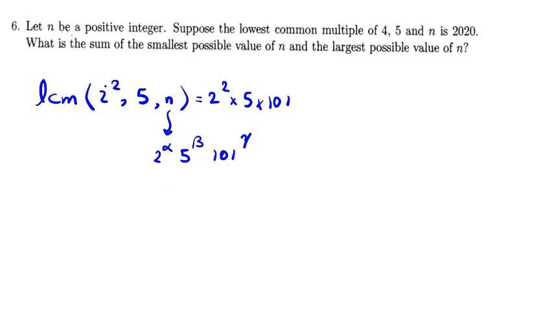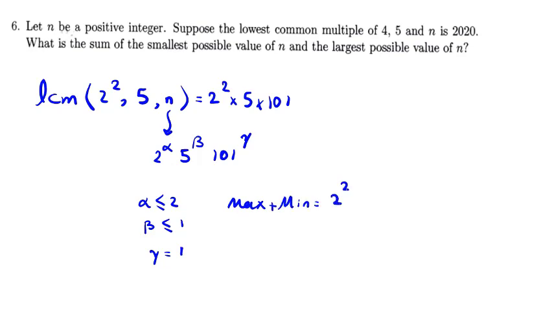Because it is 2 squared, we have 2 squared, so alpha is at most 2. 5 to the power of 1, we have 1. Beta is at most 1. And gamma, we have 101 with power 1, so gamma equals 1. Now, it says what's the sum of maximum plus minimum case.